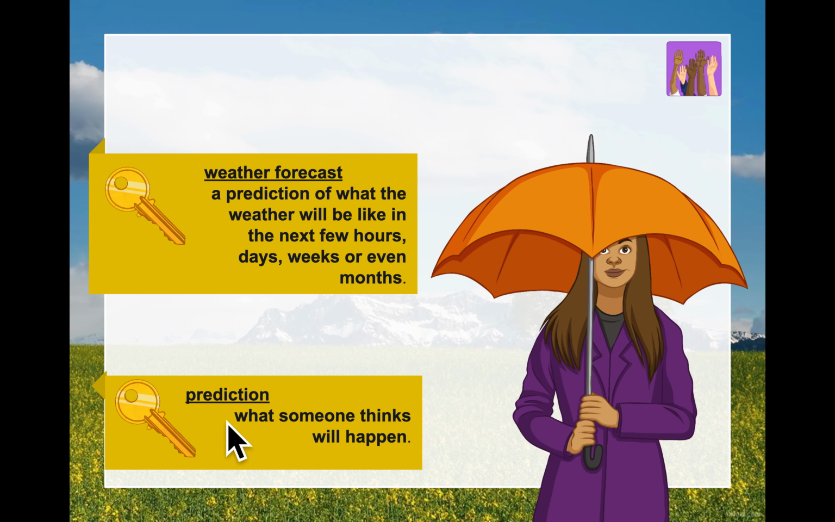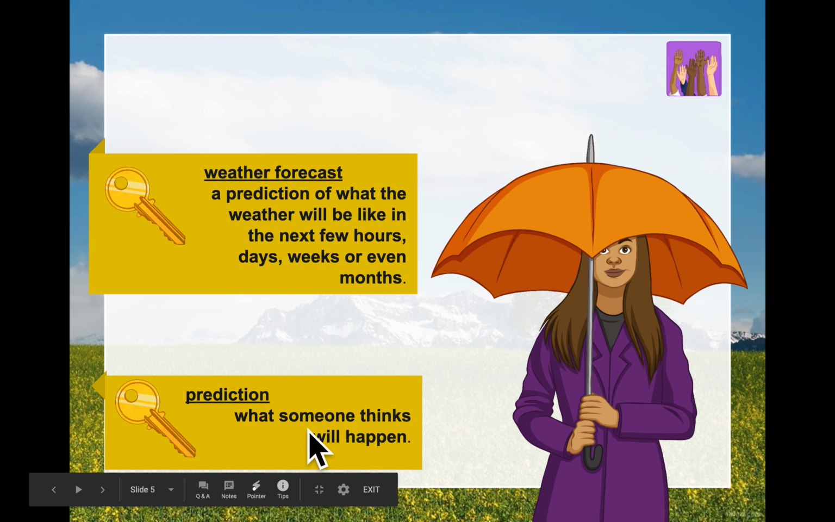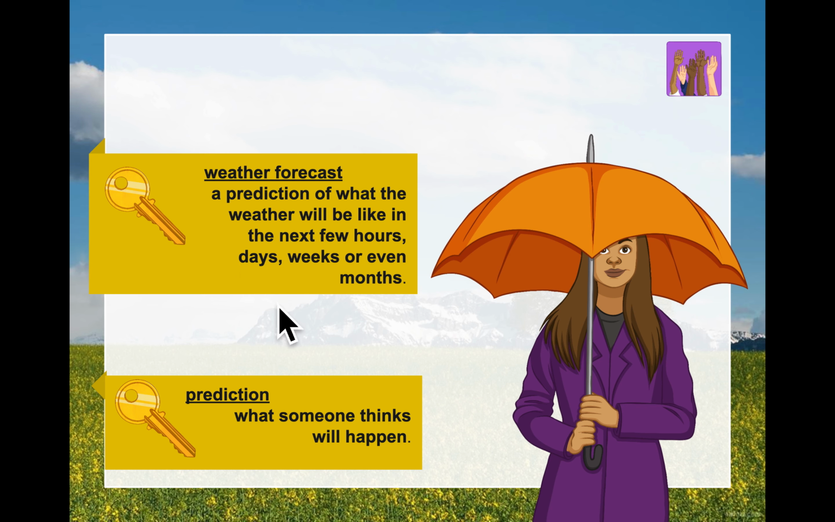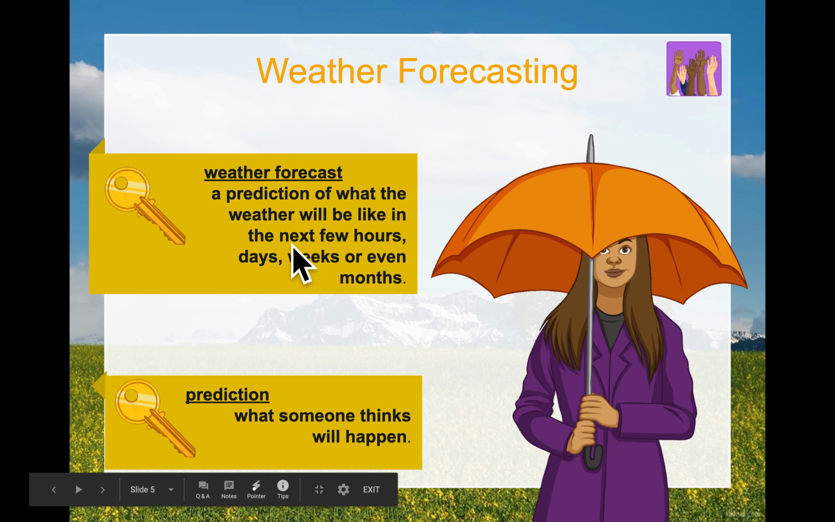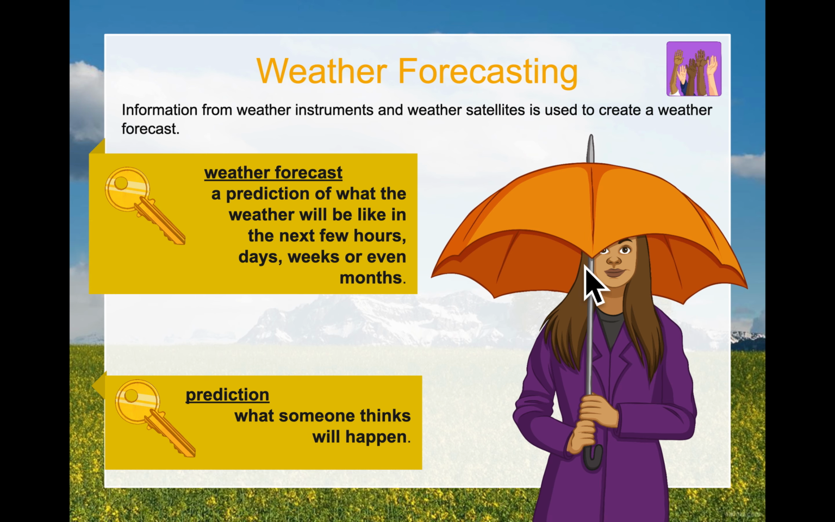And a prediction is what we think will happen. So a prediction of the weather is what we think the weather will be like, because sometimes we can't be 100% correct, but we can predict a pattern for the weather that is coming. And that's weather forecasting. Weather forecasting is predicting or guessing what the weather will be like. And we can get the weather forecast using information from weather instruments and weather satellites to create the weather forecast.